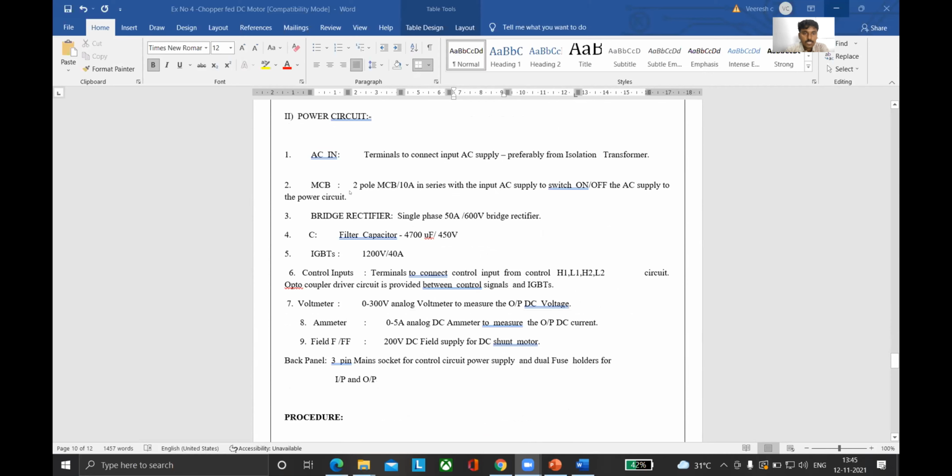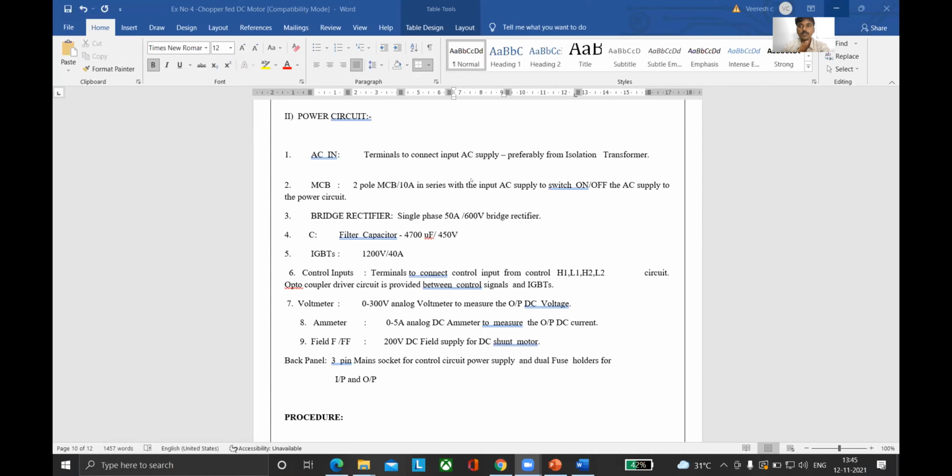Okay. So here we are providing the 2-pole MCB, 10 amperes. Terminals are connected to the AC supply. Input is AC, but here we are using the diode rectifier circuit. So by using this diode rectifier, we are making the DC. AC to DC, and this DC is given as the input to the chopper.